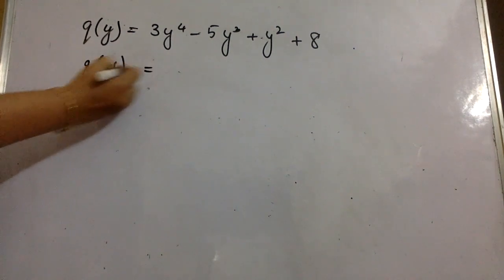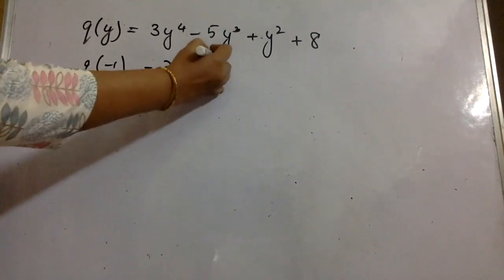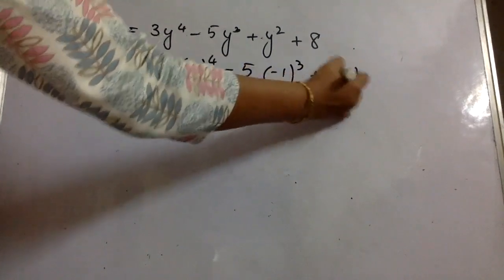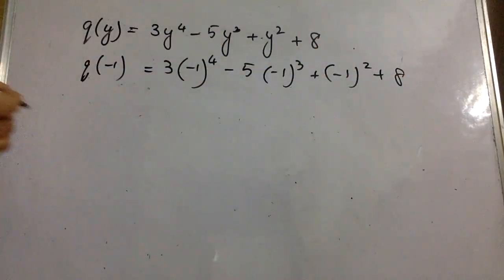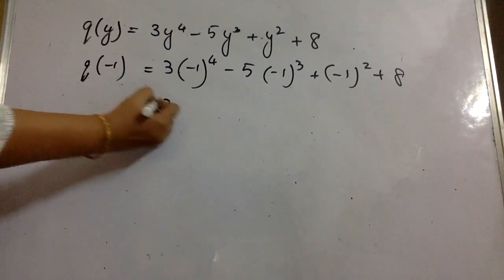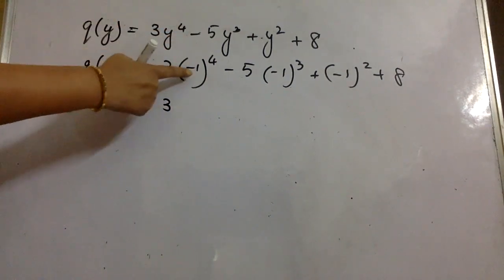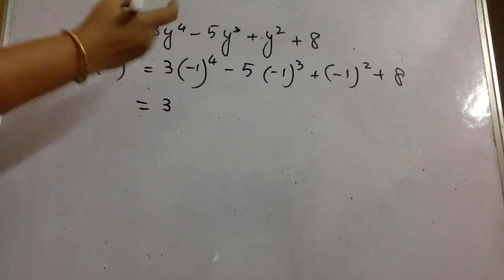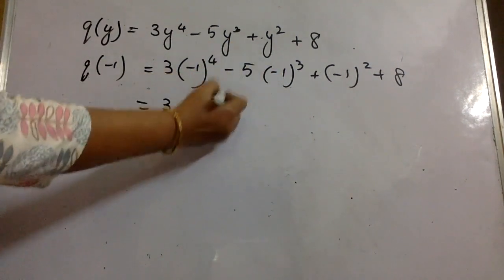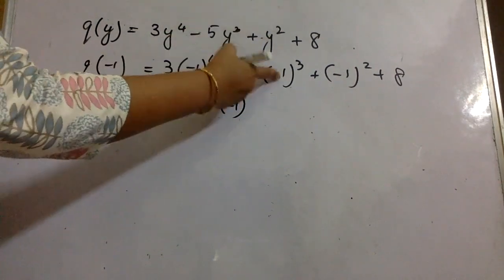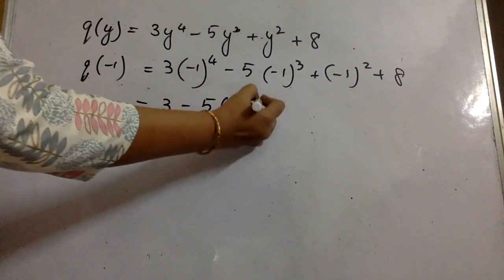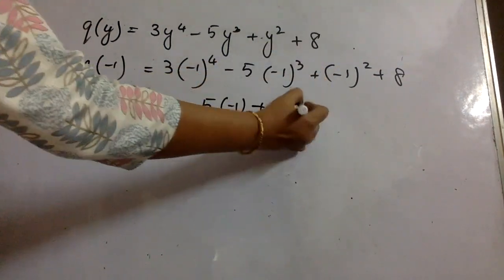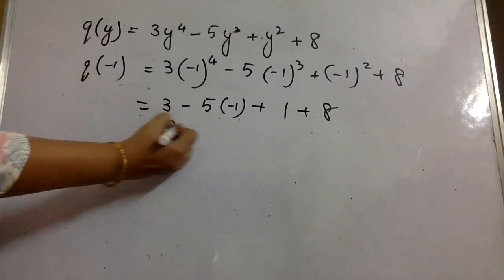So q(-1) is equal to 3 into, put a minus 1 everywhere, minus 5 into (-1) cube plus (-1) square plus 8. Minus 1 to the power 4 is 1, so I can just write a 3 here because it is 3 into 1. Minus 5, and this gives me a minus 1, since minus 1 into minus 1 into minus 1 is a minus 1. Plus, this is a 1 now, minus into minus is a plus, 1 into 1 is a 1. Plus 8. So that gives me this.